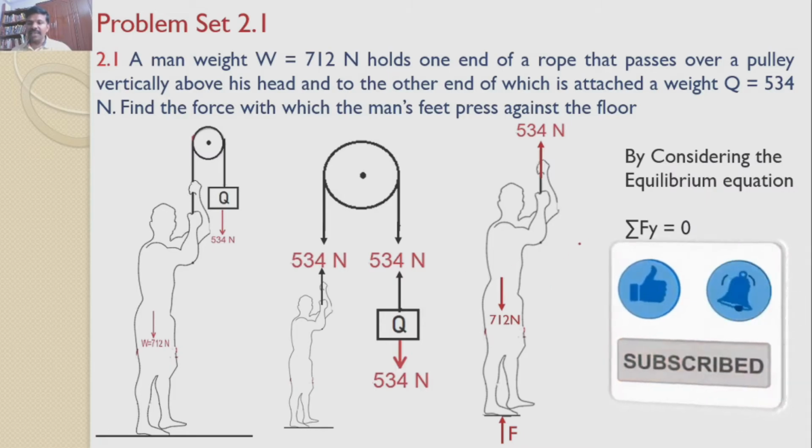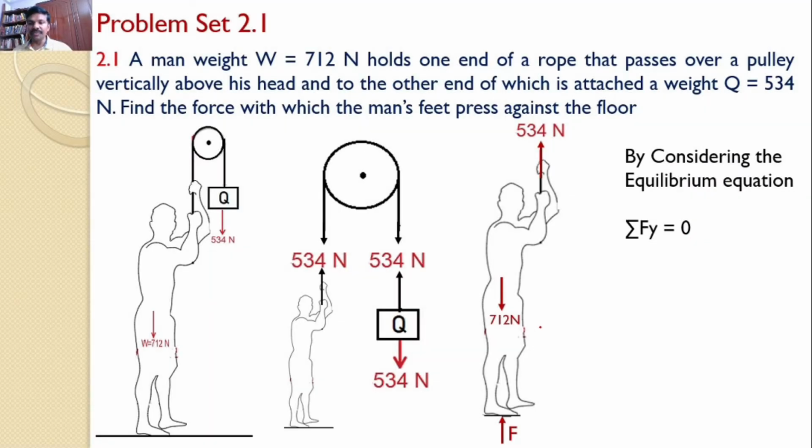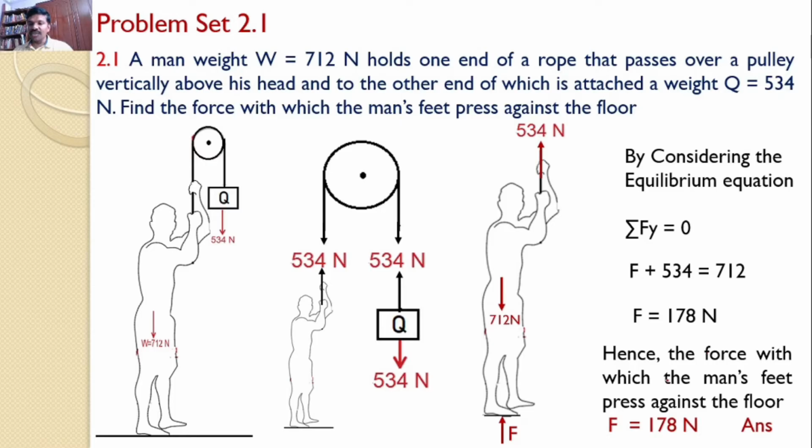Hence, I can apply my equilibrium equation, sigma Fy equal to 0. By applying that, we can write the equation F plus 534, both forces acting in the upward direction, is equal to the force acting in the downward direction, that is 712 newtons. By simplifying this equation, I will get F equal to 178 newtons. Hence, the force with which the man's feet press against the floor is 178 newtons. This is the answer.